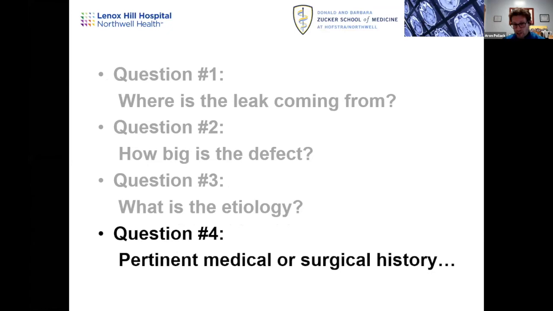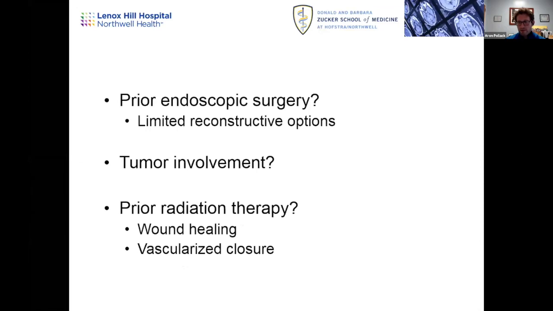The last question you have to ask before attempting repair or fixing of this hole causing the leakage of the brain fluid is: is there any pertinent medical or surgical history? Now, these are important both for wound healing. A diabetic that's poorly controlled will never heal as well as someone who's non-diabetic. Someone whose thyroid is out of whack will also never heal as well as someone who is what we call euthyroid, or normothyroid.